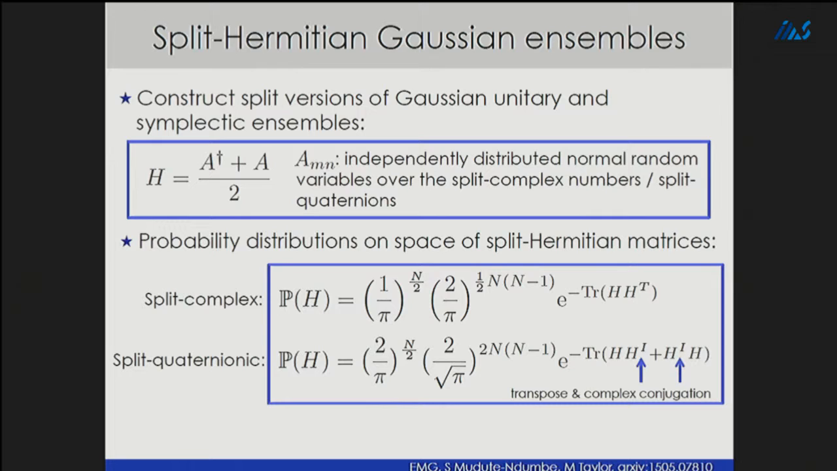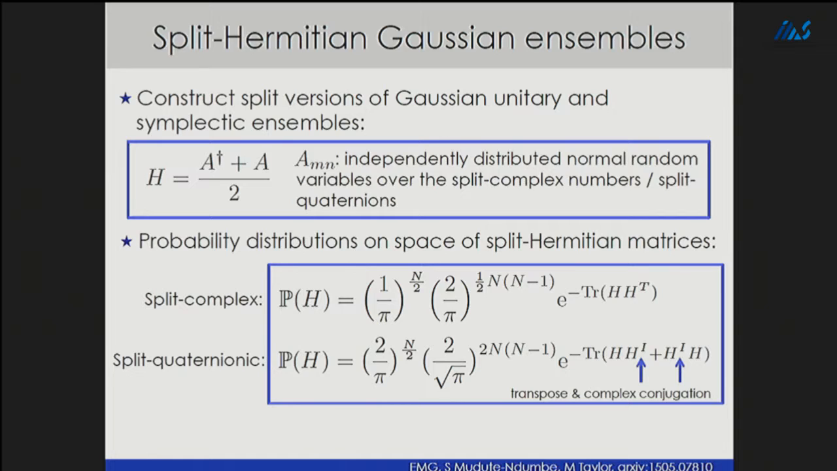That looks very much like the Gaussian ensembles. They are defined on different spaces, though. Keep that in mind. And then for the split quaternions, if we just translate that, what we get is H plus H with an I here. So it's transpose and complex conjugation, but not quaternionic conjugation. So the J and the K don't change their sign. The I changes its sign. But both exponents are positive. Yeah, so this is the thing.